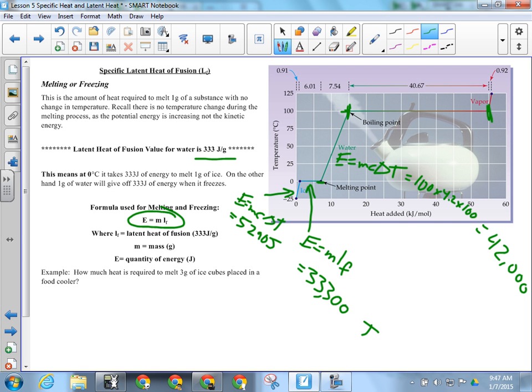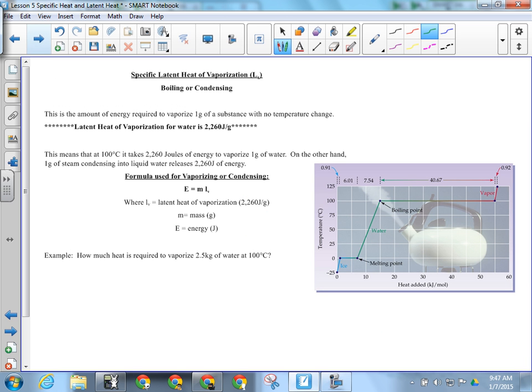Now, to change liquid water into gaseous water, I use not the latent heat of fusion, because that talks about the change from solid to liquid or liquid to solid. Now I need the latent heat that involves changing from liquid to gas. To change 1 gram, that's 1 milliliter of water, from a liquid to a gas at 100 degrees Celsius requires 2,260 joules of energy. That is a lot.